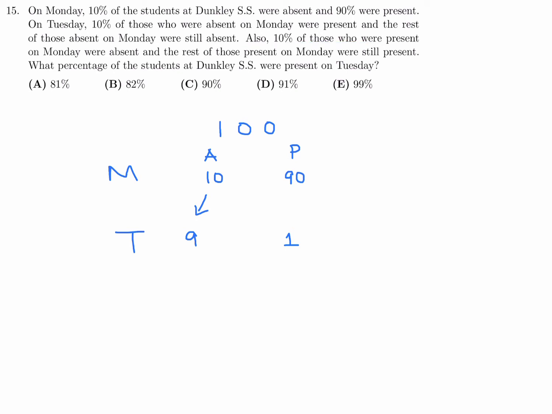10% of those who were present on Monday were absent. So 10% of that is 9. And then the rest of those that were present on Monday are still present. So the remaining 81 are still present. So in total on Tuesday, 18 are absent and 82 are present. So they're saying what percentage are present on Tuesday? So 82 over 100, which is 82%. So number 15, the answer is B.